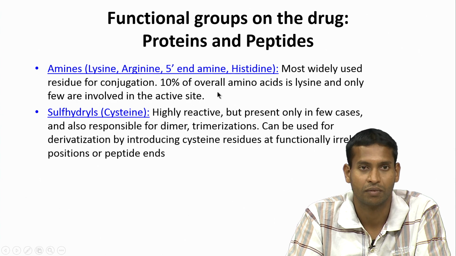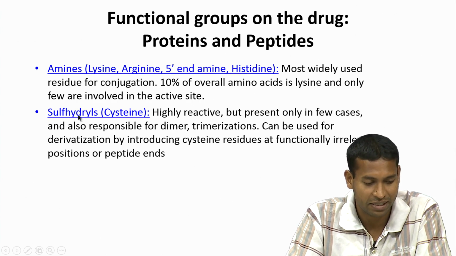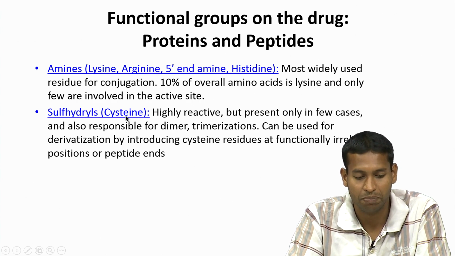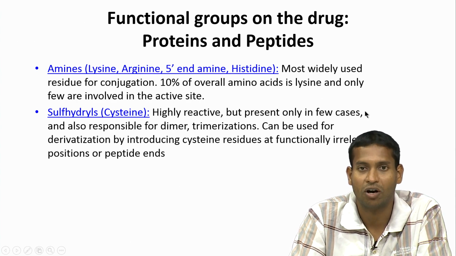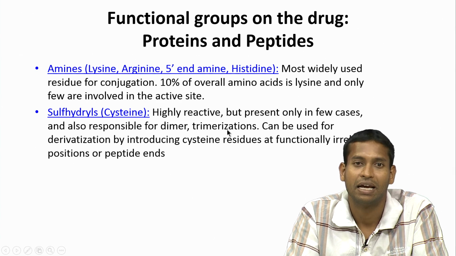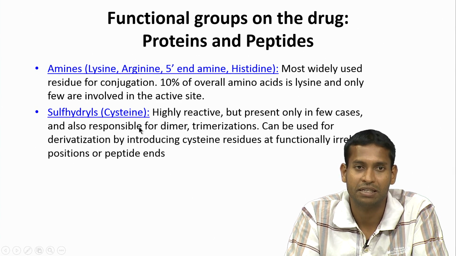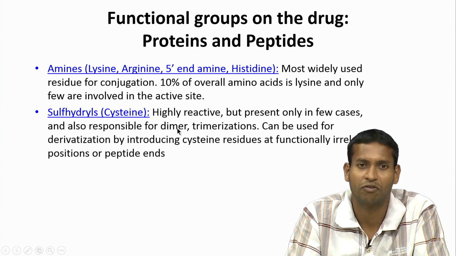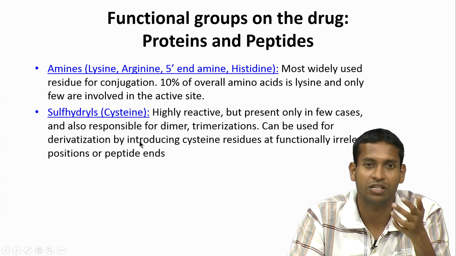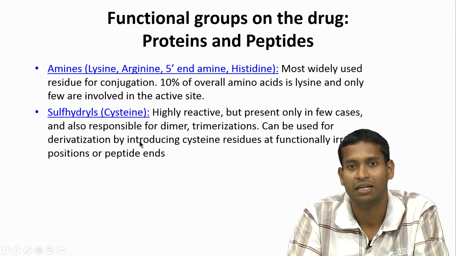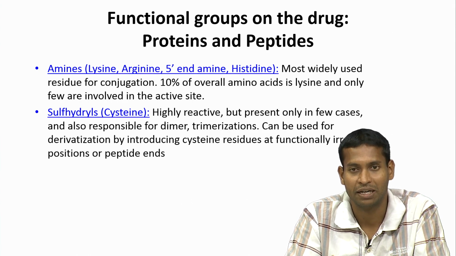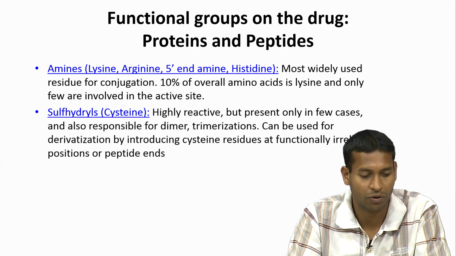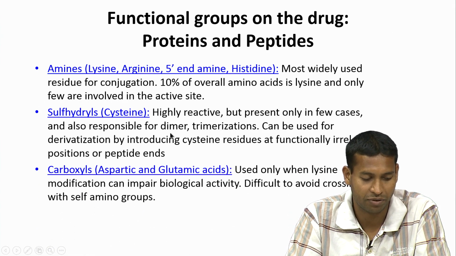Then again sulfhydryls, as we discussed, contain cysteine, which has a thiol group and is highly reactive. The problem is not all proteins will contain cysteine, and cysteine is also typically involved in dimerization and trimerization, which is related to the activity of the protein. So, you have to be careful when you are reacting with this that you are not causing the activity to go down by a large amount.